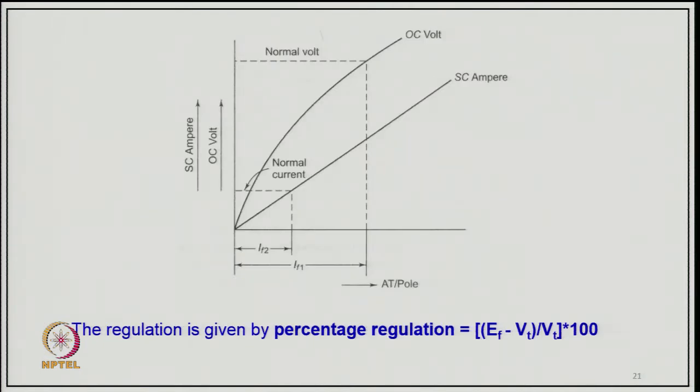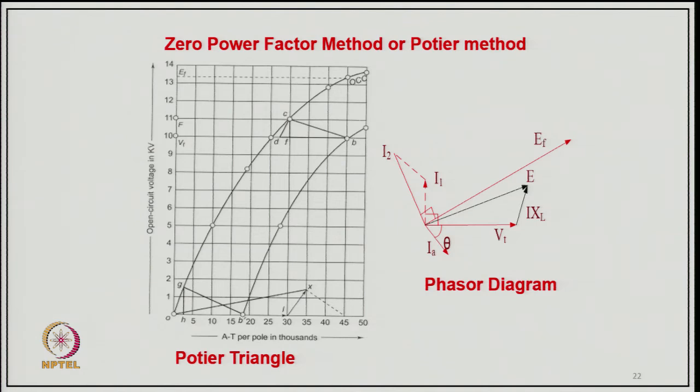So, now from this, the percentage regulation: from the MMF for the given field current, we can find out E F, and from I F 2 at the rated terminal voltage, we can get (E F minus V T) upon V T as the voltage regulation. And this is the Potier triangle method.